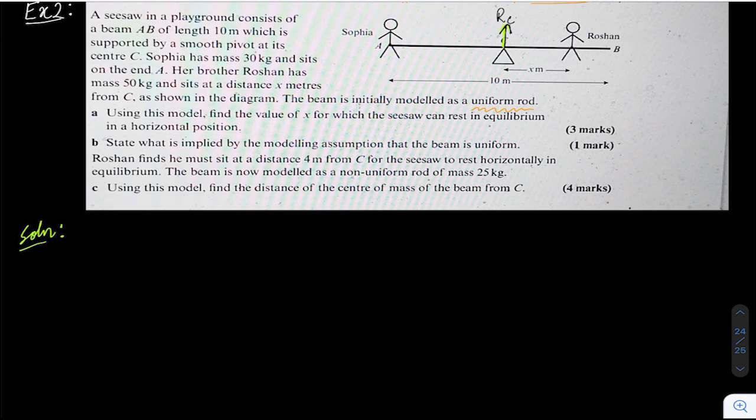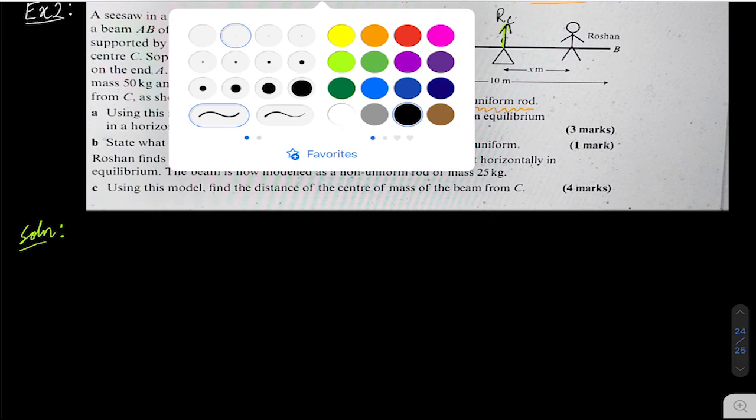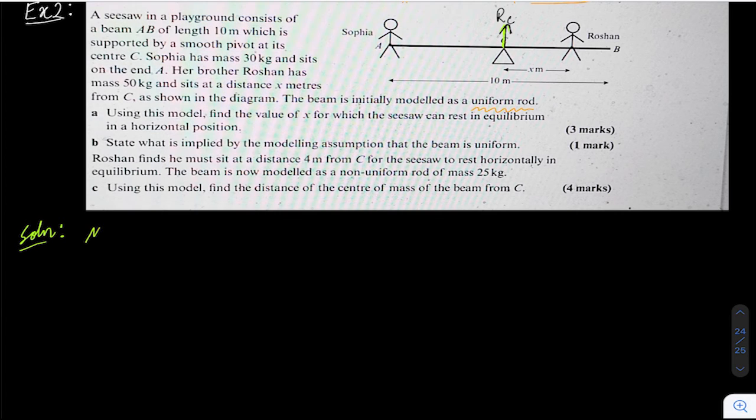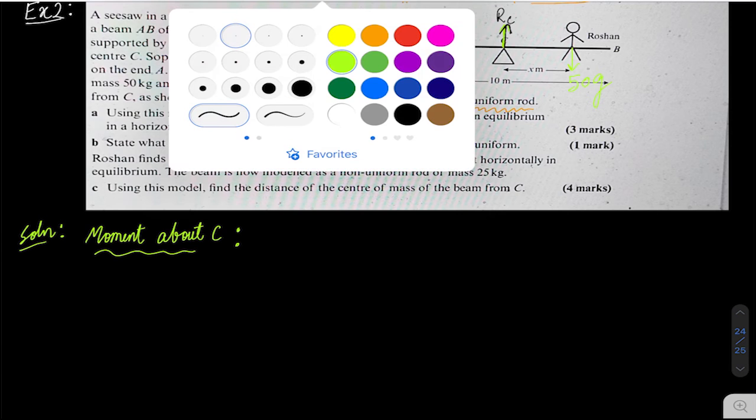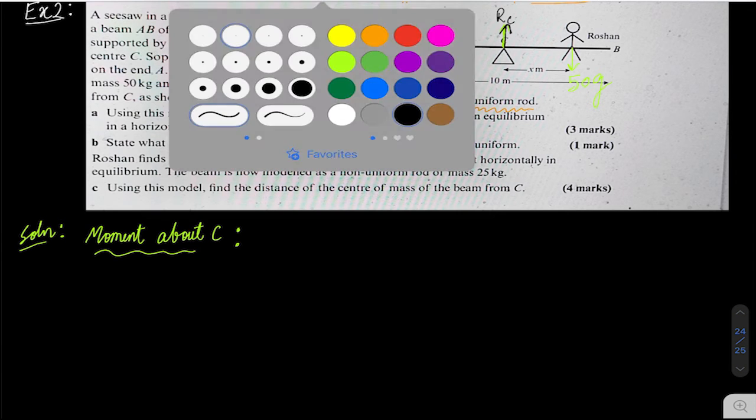So we can take the moment about C. Now why are we taking moment about C? Because the moment of the reaction force will be 0, so you don't have to calculate the reaction force. That's the purpose of this. The weight of Roshan is 50G and this is nothing but 30G. Okay, so this is 30G.